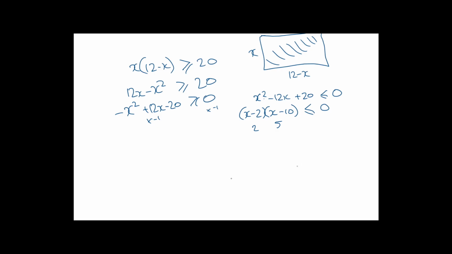What is that going to look like? It's the negative parabola, because it's got the form negative x squared plus 12x, so it's going to look like that. So they must be the cutoff points. So x must be greater than or equal to 2, and it must be less than or equal to 5.